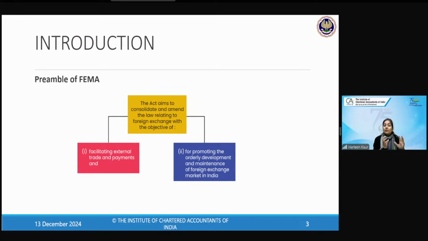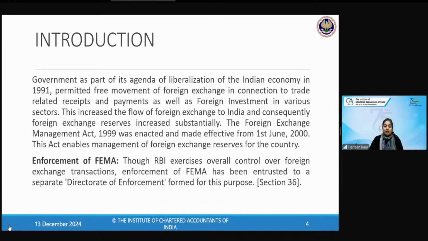This act, children, basically gives us the laws relating to foreign exchange in India. That means if you are trading outside India, sending your exports, receiving the payments in dollars, or getting goods from the US or any other country and giving rupees to them, this act describes the laws related to how this foreign exchange movement happens. The government, as a part of liberalization, permits free movement of foreign exchange. That's why we have FDIs, that is foreign direct investments in India. If the government prohibits it, then nobody will invest in India.